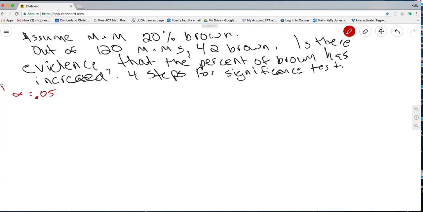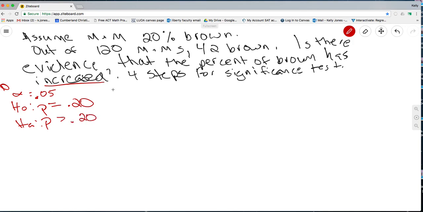So step 1, HO is that M&Ms has not changed. It's still 20%. And HA, because I said, is there evidence that the percent of brown has increased, that is telling me that I want a greater than.